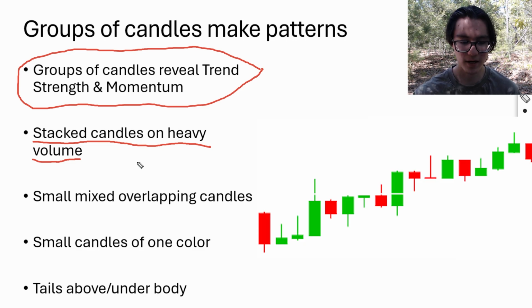When you see tiny bodied mixed candles like this, it's a sign of weak trend strength with little conviction. This pattern can still drift price in one direction, but it's unreliable and it can be easily reversed. And you'll often see this kind of price action after a strong move has happened, and it shows you that momentum has been lost. And you might want to take gains on your positions when you see this kind of movement.